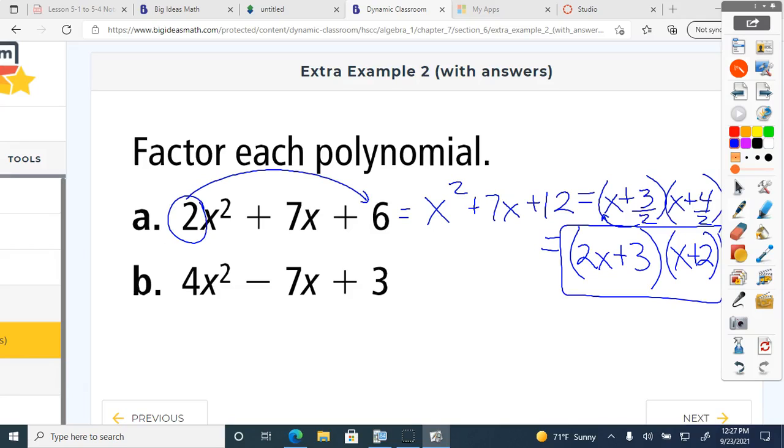So. Everybody good on A? I skip 3. Here? Up top. I said, what 2 numbers multiply to be 12 and add up to 7? 3 times 4 is 12. 3 plus 4 is 7. All right, let's try the other one.